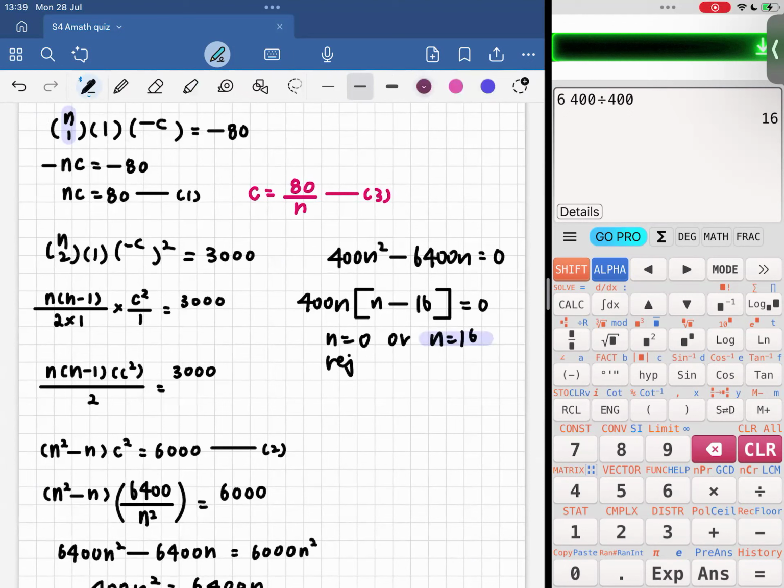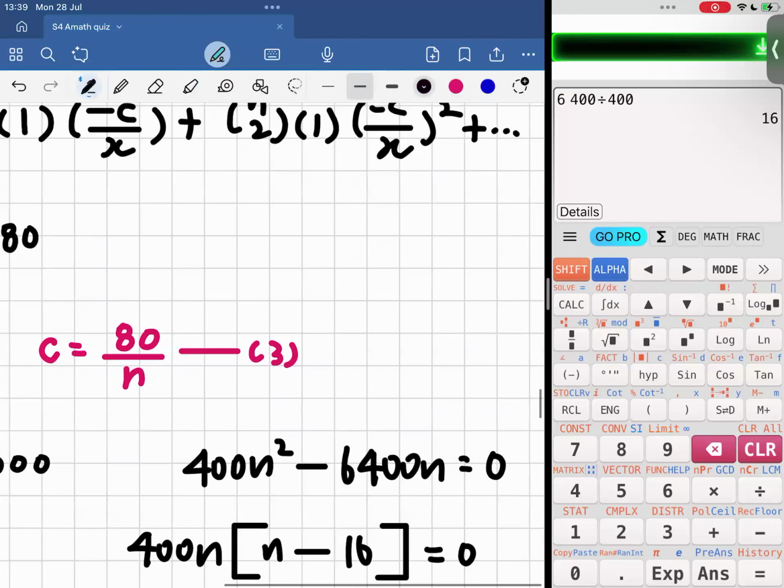Then we can find c, because c is 80 over n. 80 over 16 is 5. So we got our answer. Hey, this one not so tedious. This one very fun. But I just need to remember this, okay?